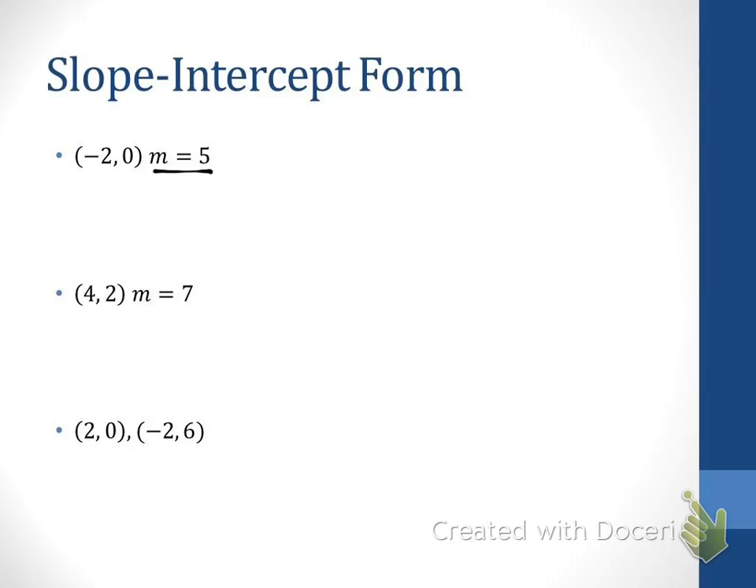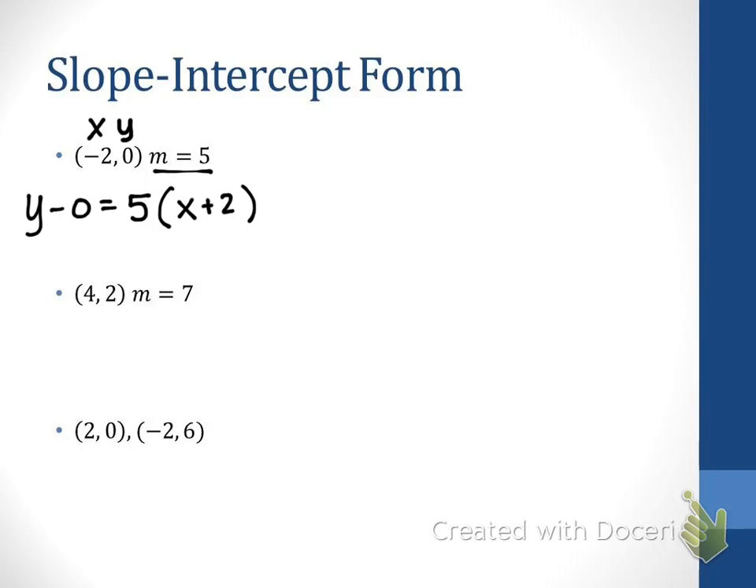I have an m, but do I have b? No. But what do I have? A point, an x and a y. So I have a point and a slope, right? So I could maybe use point-slope formula. Yep. So let's plug that into point-slope formula and see if we can make the equation in slope-intercept form. So I'm going to say y minus y1. What would be y1? 0 equals m, which is 5, times x minus x1. But what's x1? Negative 2, so I'm going to make it a positive 2.